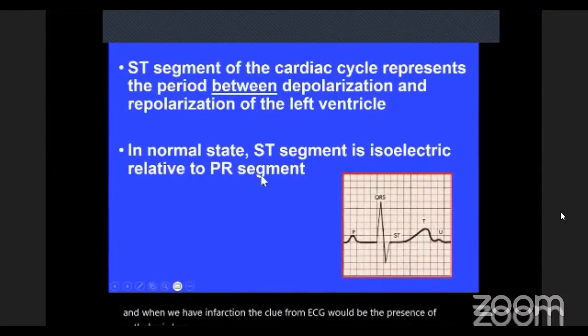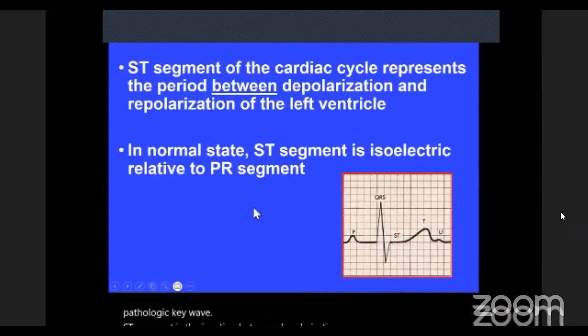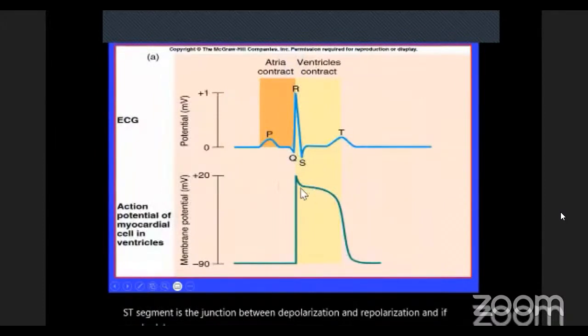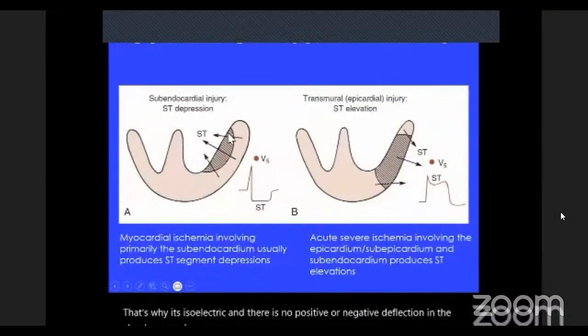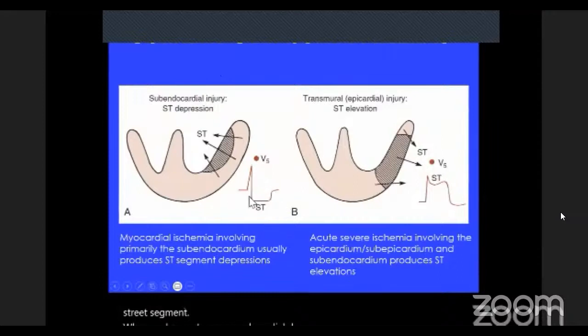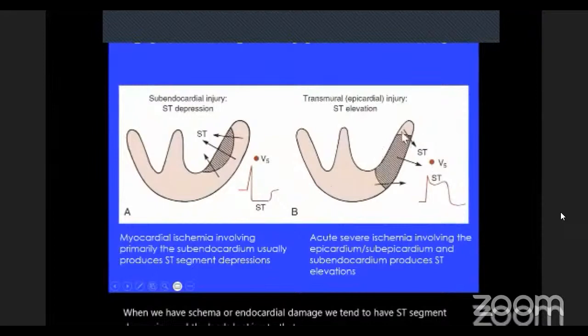ST segment is the junction between depolarization and repolarization. If you look at the action potential of the myocardium, it is at the plateau phase of the action potential. That's why it's isoelectric, and there is no positive or negative deflection in the ST segment. When we have ischemia or endocardial damage, we tend to have ST segment depression in the leads looking at that area. When we have transmural myocardial infarction, we will have ST segment elevation in the leads looking at the area of infarction.